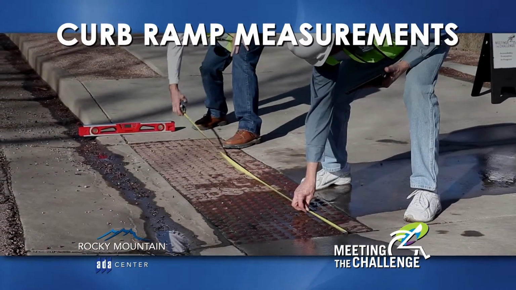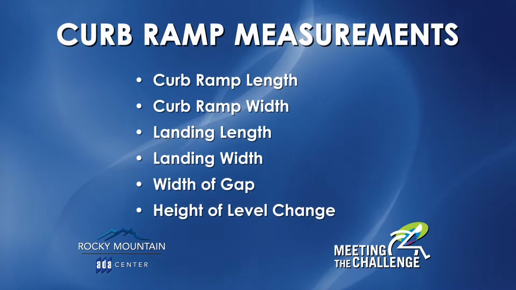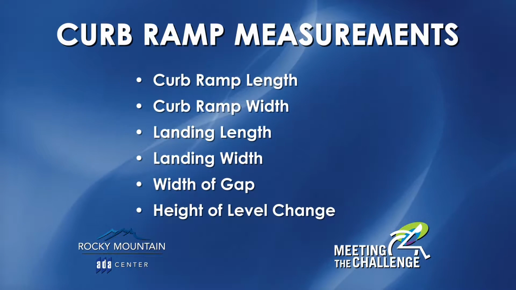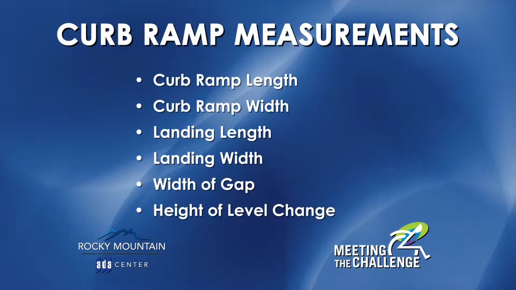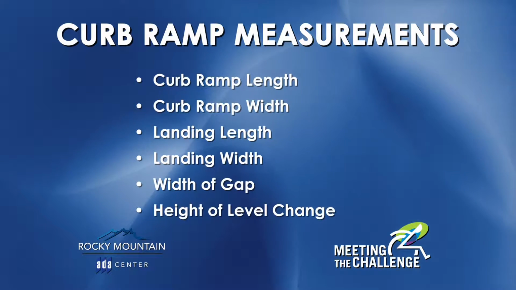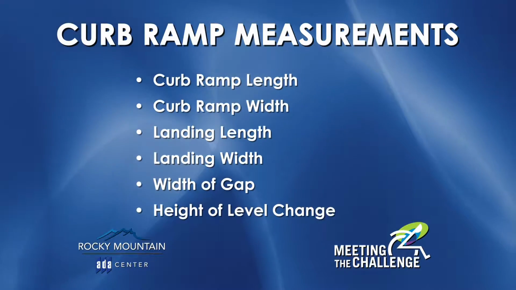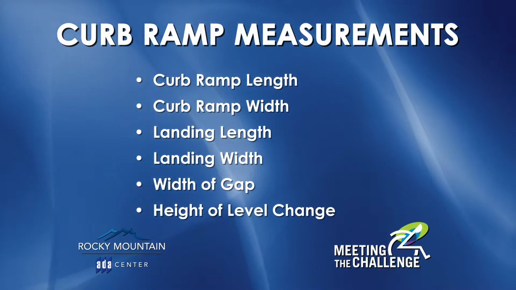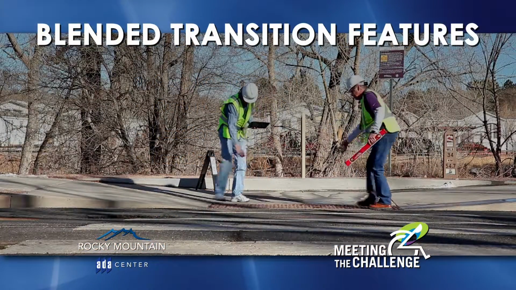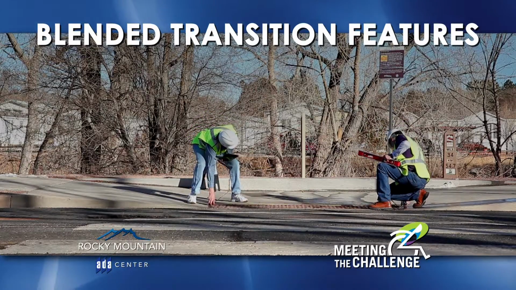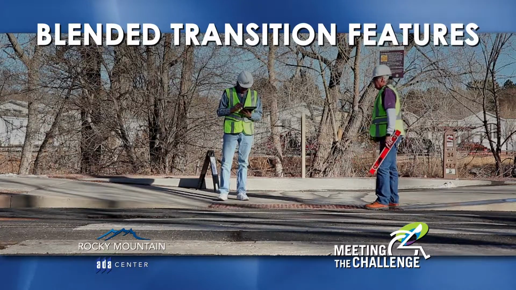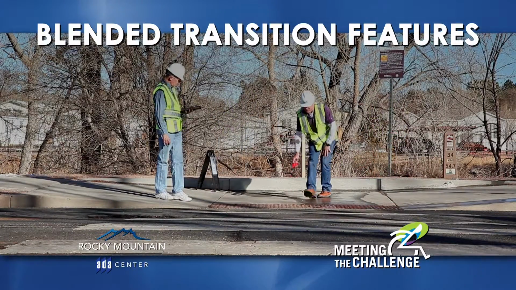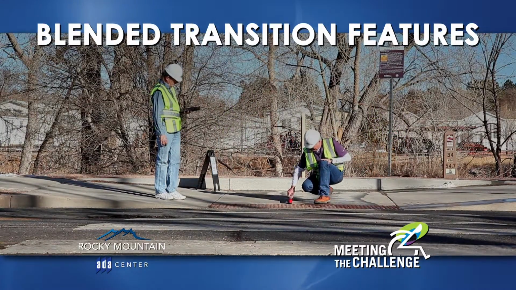Dimensional measurements are made for curb ramp length, curb ramp width, landing length, landing width, width of gap, height of level change. Words, blended transition features. Blended transition features. Blended transitions connect walkways to streets with slopes not greater than 1 to 20 or 5%. Running, cross, and counter slopes must be measured.